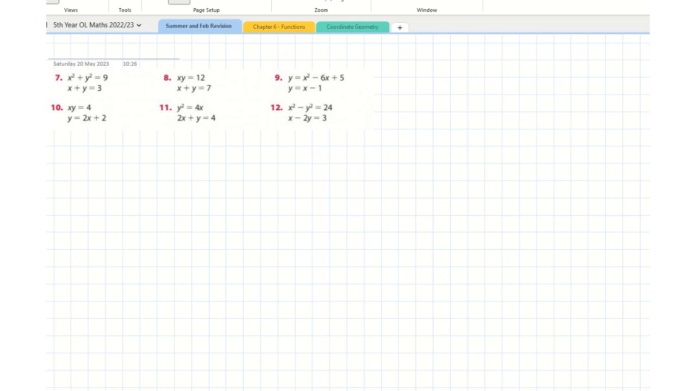Good morning, everybody. This is a revision video to help you with solving simultaneous equations when we have a linear equation and a quadratic equation.